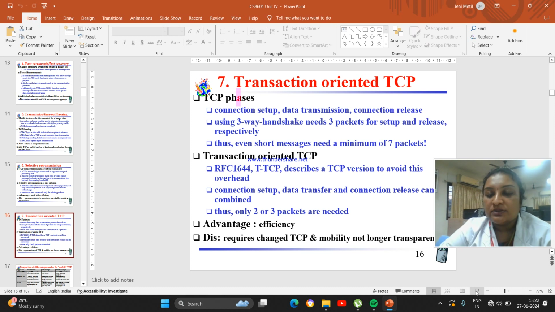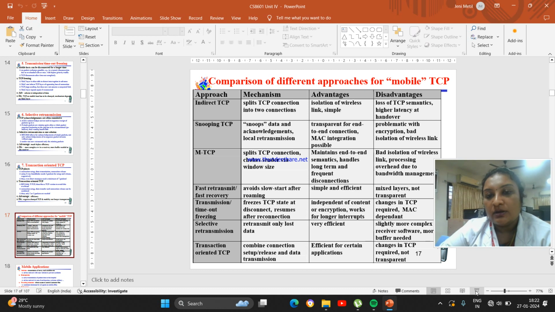The TCP phases. Also, we are going to provide the efficiency required. And this is a comparison of the different approaches. You can see the comparison of the different approaches along with their advantages and disadvantages here.